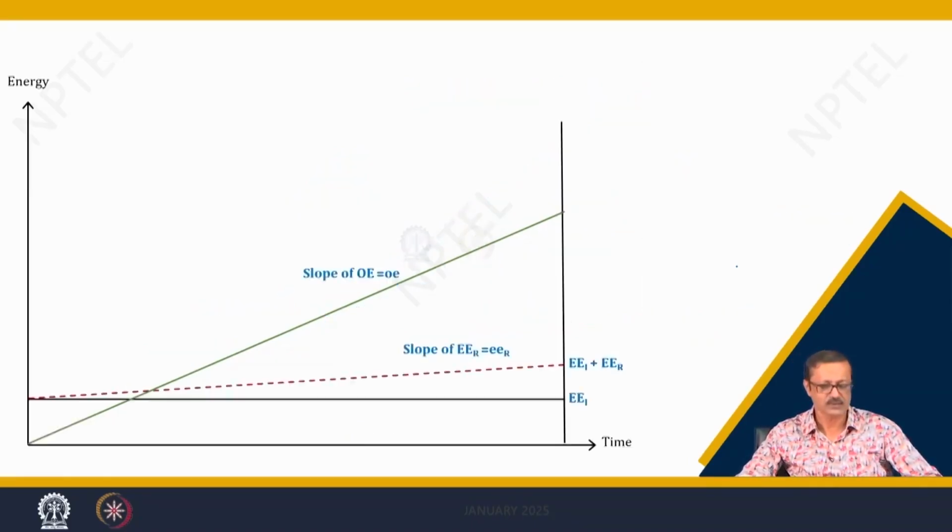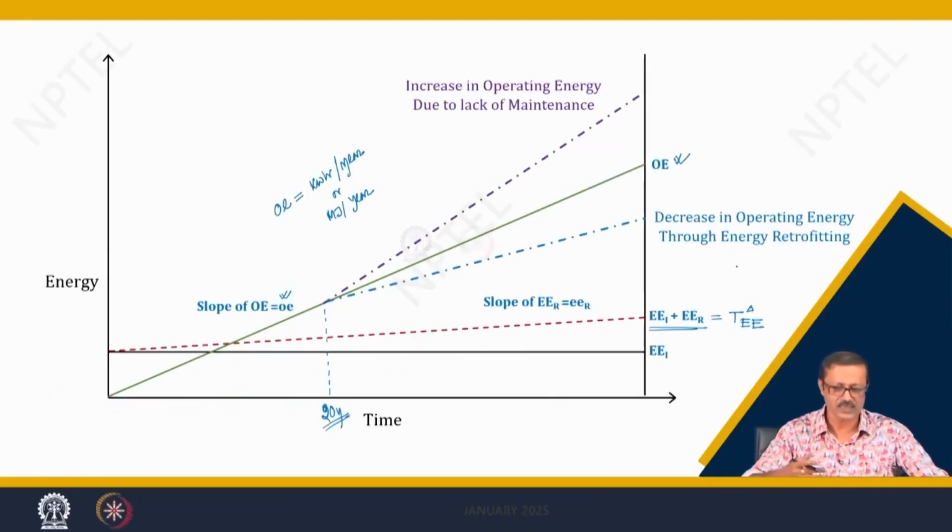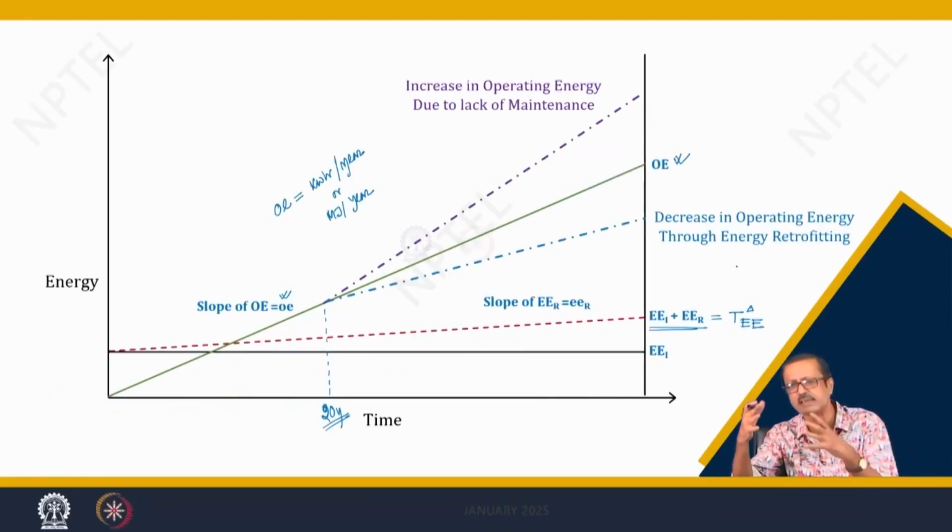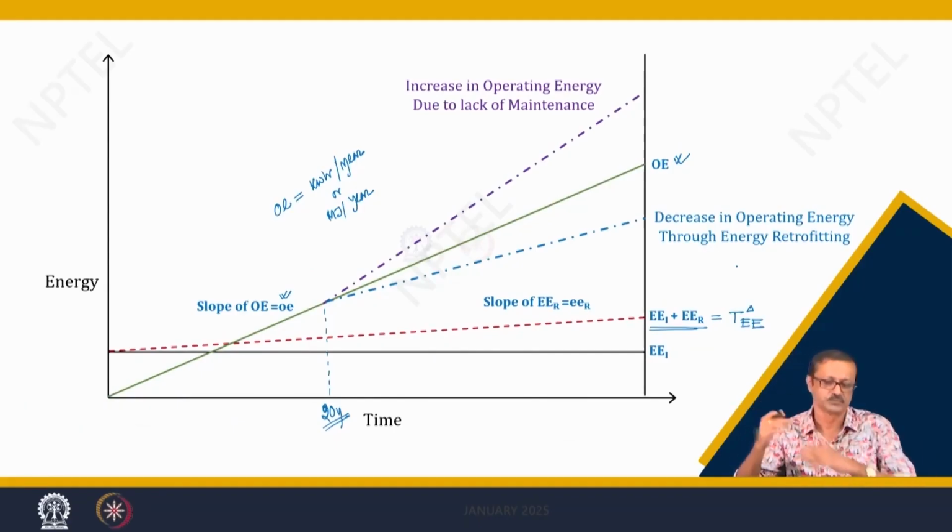So, next one, let us see that again. Here what we understand is that you need to do some kind of minimum maintenance, just to lower that energy and go along with the blue, the green line also.